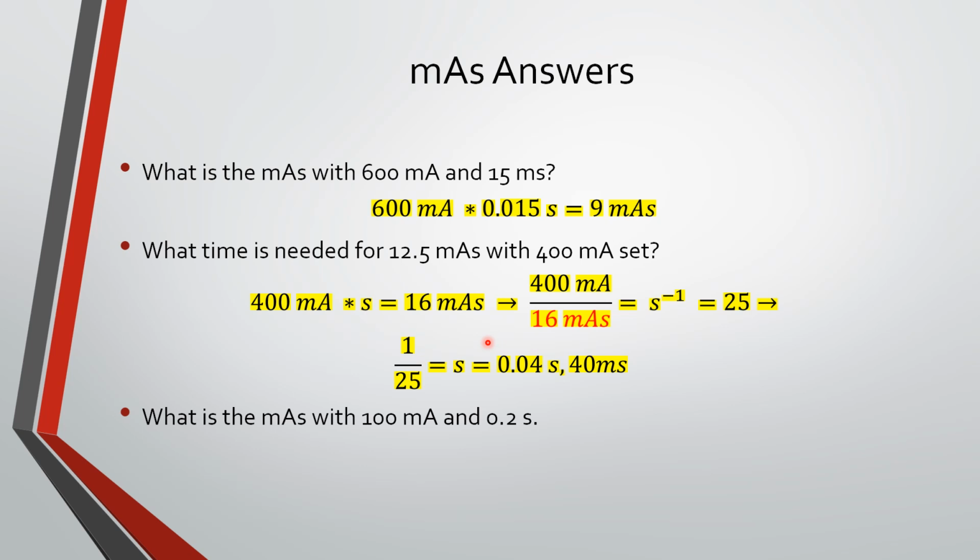What is the mAs with 100 mA in 0.2 seconds? Here we don't have any millisecond issue, so we can just go ahead and multiply these two together. When we multiply these two together, we get 20 mAs. So this is 200 milliseconds and 100 mA, and we get 20 mAs.